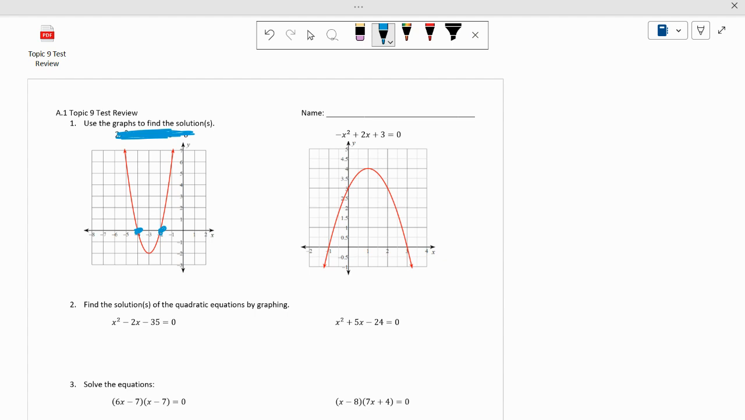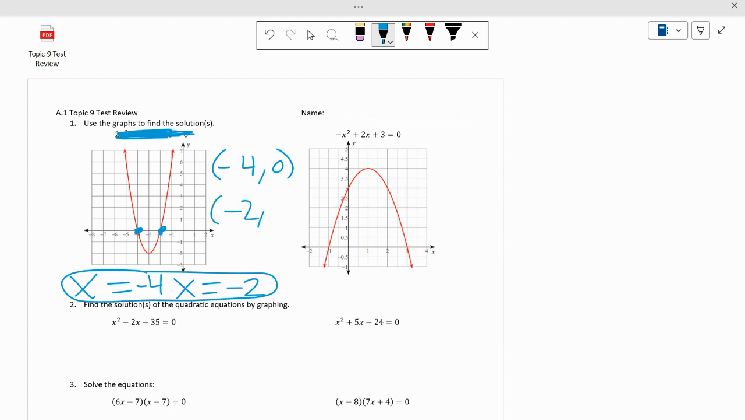So the x-intercepts are x equals -4 and x equals -2. Those are my two answers. Those are the two x-intercepts. I have also seen some students write it as -4, 0, -2, 0. Either of these will be correct. I do not mind either of them.